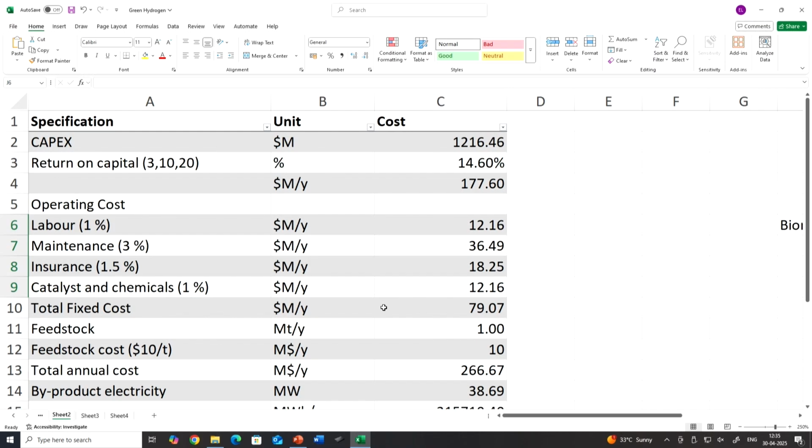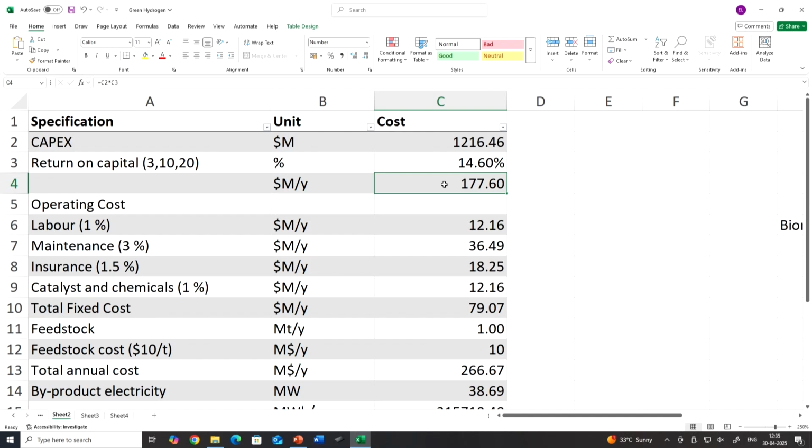Then this kind of plant is expected to take 3 years of construction, and then it's going to operate for another 20 years, and the discount rate for the evaluation is 10%. So this gives me the return on capital of 14.6%, and if I multiply this with the capital expenditure, I am going to spend roughly $177 million a year.